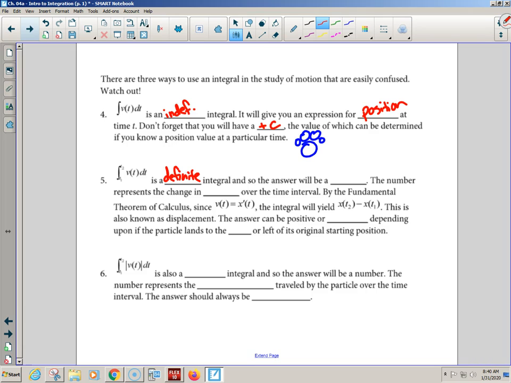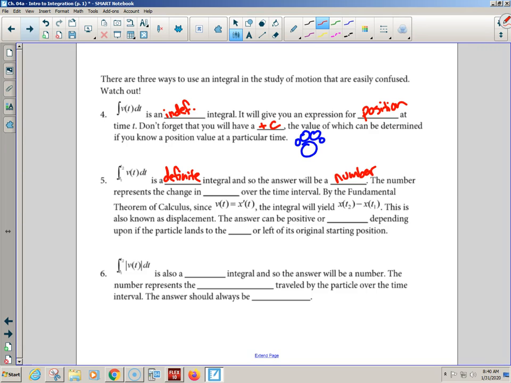Okay, so the answer will be, wait a minute, what happens if we do the fundamental theorem of calculus and f of b minus f of a? What do you always end with? An equation or a number? It's going to be a number. It's going to be a value, an actual numeric value.